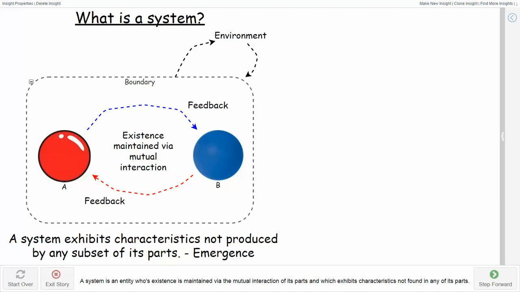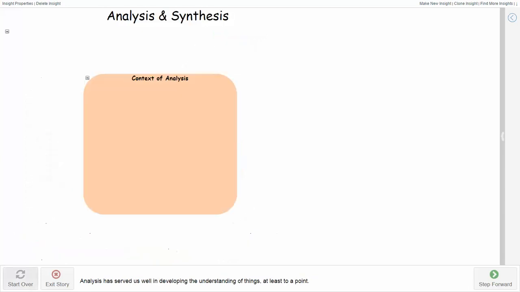As we have a definition of system as presented in a previous video, the question is, how do we get from here to systems thinking? That is often the case. The answer is not directly. We're going to take a slight detour through something called analysis and synthesis.